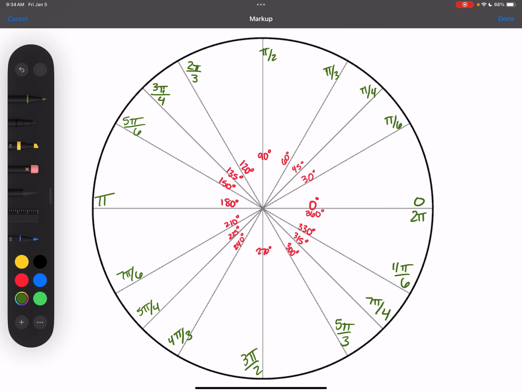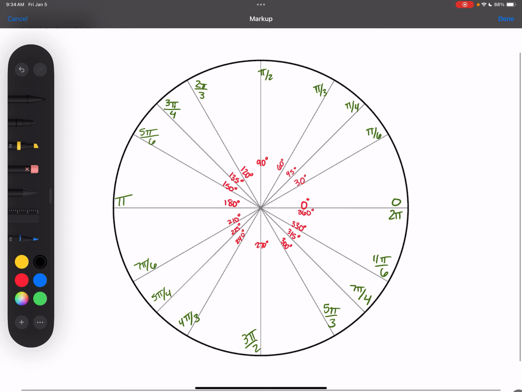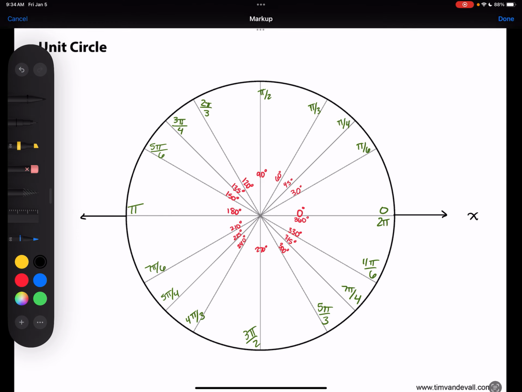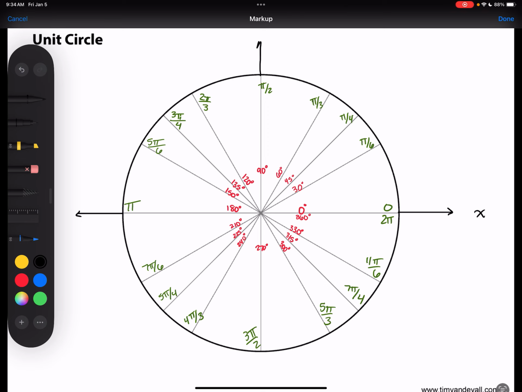So now I'm going to go fill out the outside. Now, you can think about this as like a normal graph, okay? So we can extend this out for a visual. So I've got my x-axis here. Then I've got my y-axis here. And so the unit circle is the most basic form, okay?